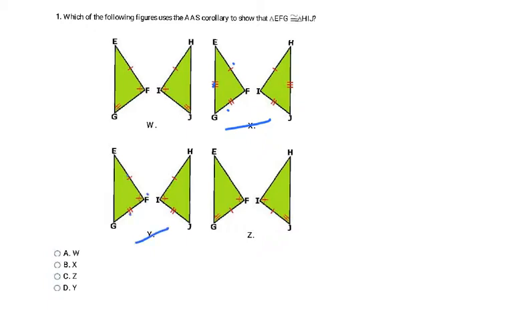Okay, Z, I have angle, angle, and a side. And then W, I have angle, angle, and a side. So in Z, this side is between the two angles, and in W, it's not between. So I need to look at it. The S isn't between the A's. So that means angle, angle, side. This is the one where the side is not between. It's not included. So my answer is going to be W.